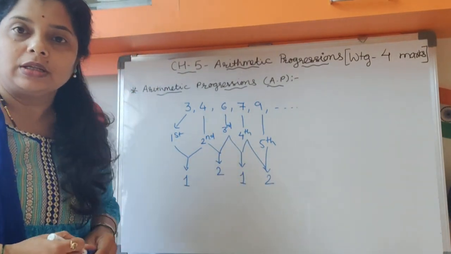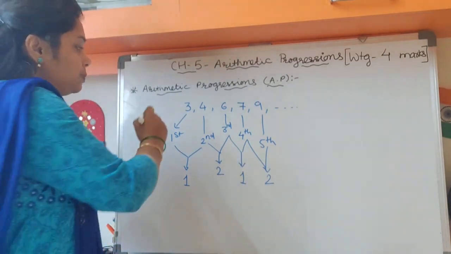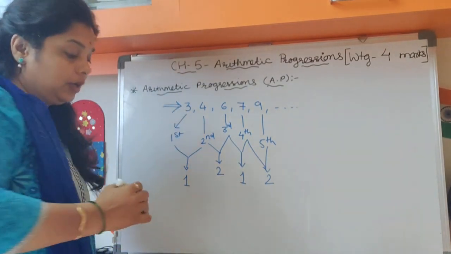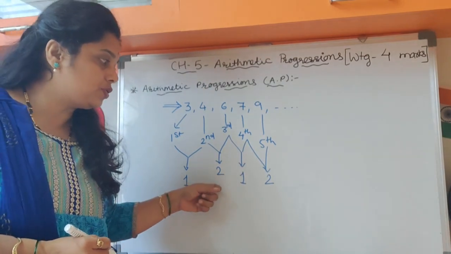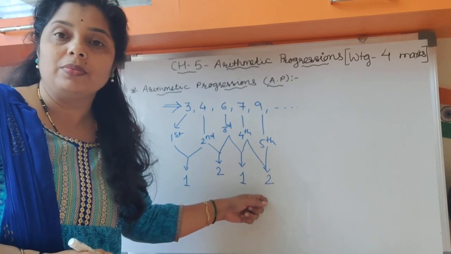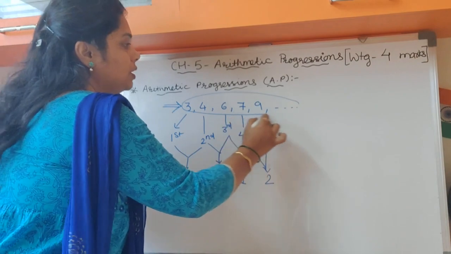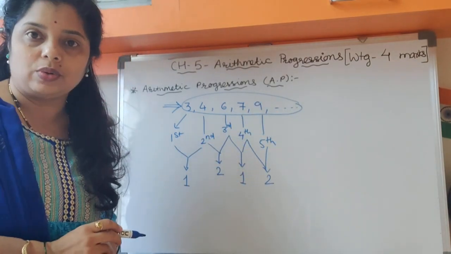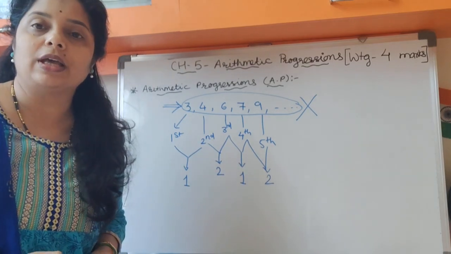So if you see, the difference between two consecutive terms for this particular example is not the same. It varies. Sometimes it is 1, sometimes it is 2, sometimes it is 1, and sometimes again it is 2. So from this we can say that the given example, list of numbers or sequence, is not an AP.